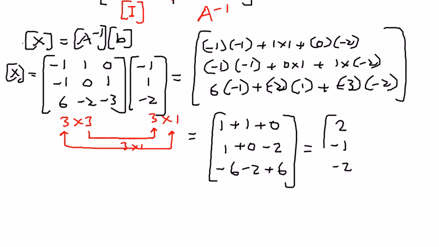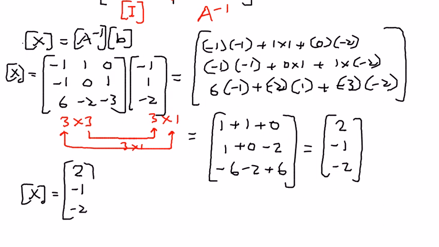So therefore, this is our answer. We can come back here and say the solution matrix X is 2, negative 1, and negative 2. What this means is that the value of x is equal to 2, the value of y is equal to negative 1, and the value of z is equal to negative 2.